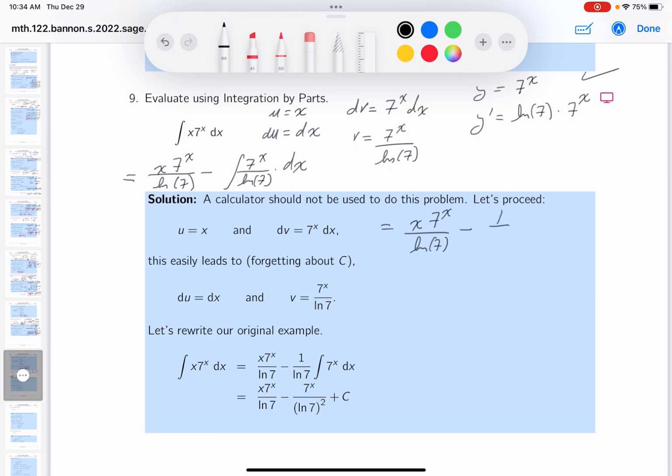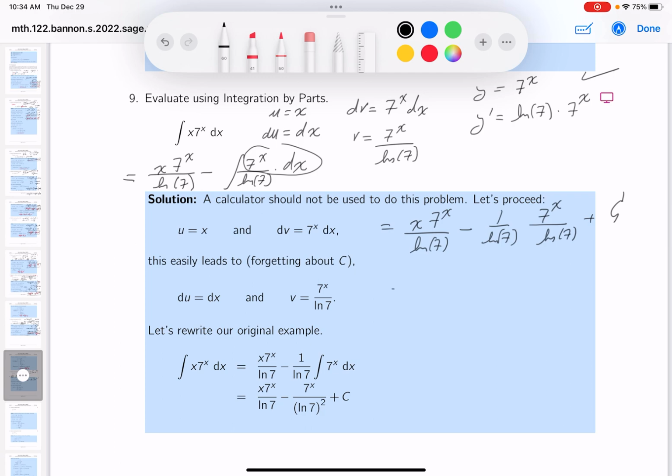You're definitely going to get 1 over ln 7. That's a constant I'm pulling out. And we just did this guy before. What's it going to be? It's going to be, whoops, putting it in the wrong spot again. It's going to be 7 to the x over ln 7 plus c.